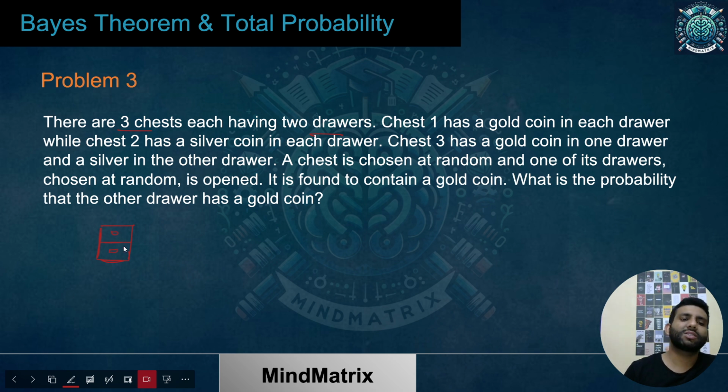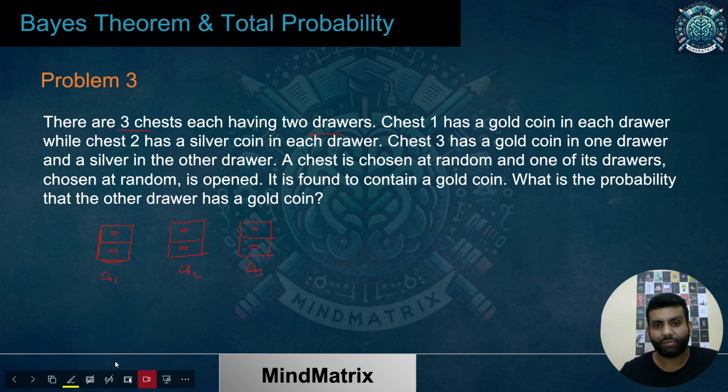So this is one chest. There are 3 such chests, each having 2 drawers. This is the handle I'm just making, just to pull out this drawer. So you're having 3 chests. Let me just mark them as CH1, CH2 and CH3.